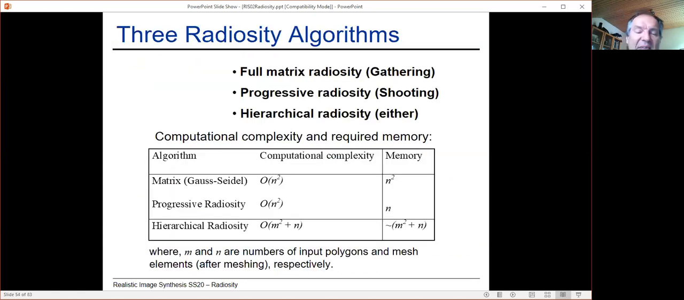So here is a summary of the algorithms that I discussed. Matrix radiosity, Gauss-Seidel: quadratic in terms of computation, quadratic in terms of memory, all form factors need to be stored. Progressive radiosity: quadratic in terms of computation, linear in terms of memory storage. And hierarchical radiosity: linear in terms of the mesh elements that you consider, but quadratic with respect to the initial mesh elements in the scene.